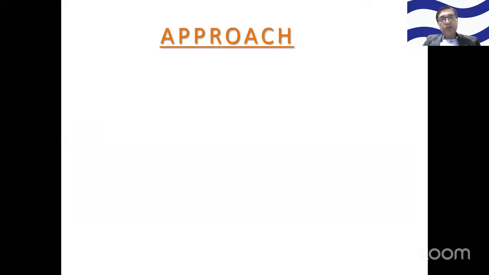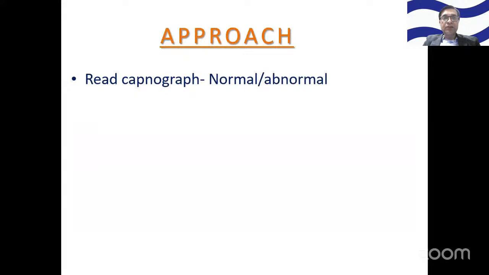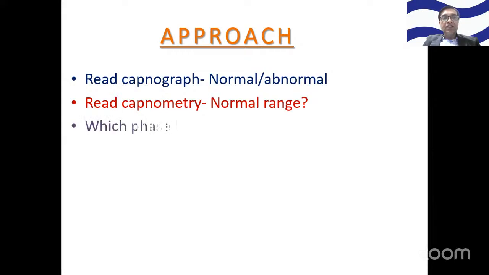Okay, so I'll be throwing certain clinical scenarios. How you should approach this is, first you identify the capnograph. You read the capnograph, whether the graph is normal or abnormal. Then you look at the capnometry reading, whether it is in the normal range, right? As you know, the range is between 35 to 40. Then if the capnograph is abnormal, or your capnometry is not in the normal range, you find out which phase has a problem. Whether it's phase one, phase two, phase three, or phase four.